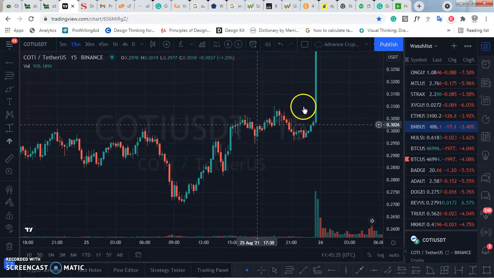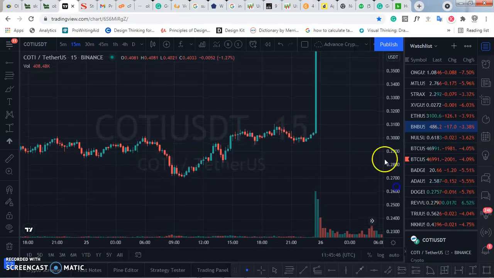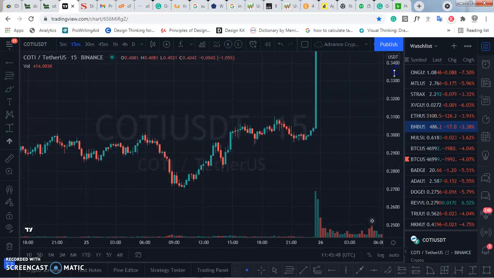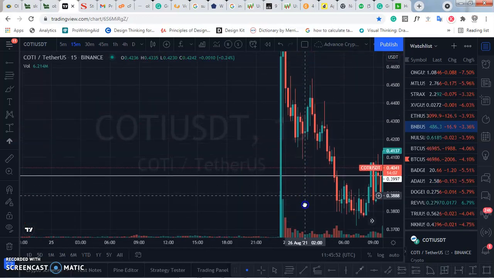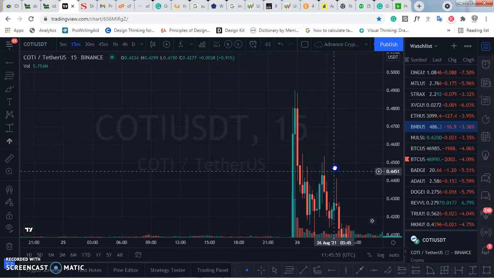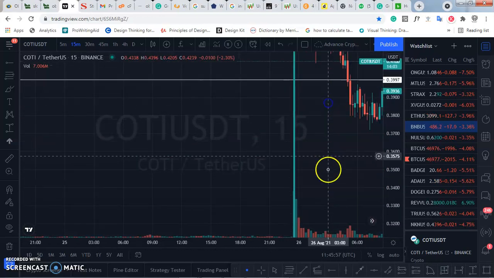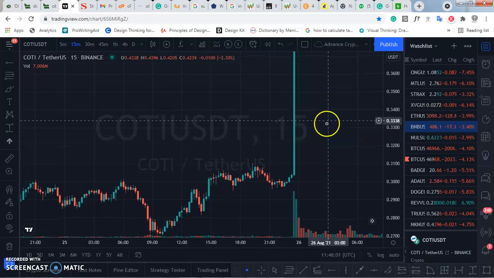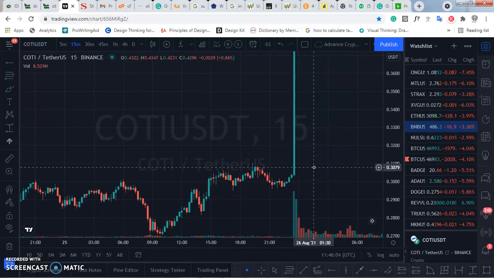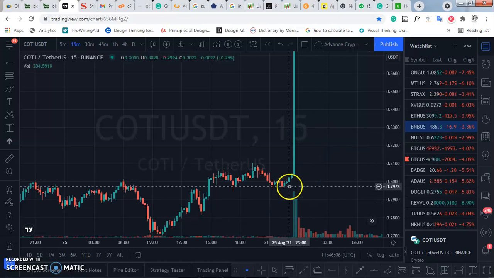Because there is no obvious fundamental, or should I call it a foundation, that shows that this pump is a little bit healthy. This pump basically points to a very sharp market manipulation, because there is no way that we can enter this trade.